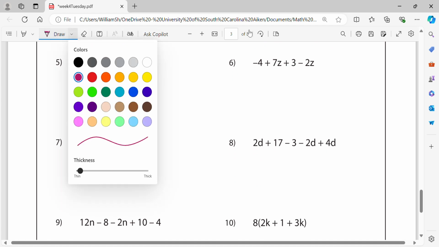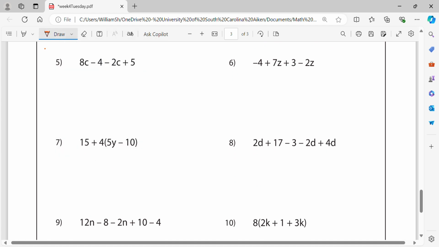All right, number 5. Number 5 says 8c minus 4 minus 2c plus 5. Okay, 8c minus 2c, 6c. Negative 4 plus 5 is 1. So I have 6c plus 1.